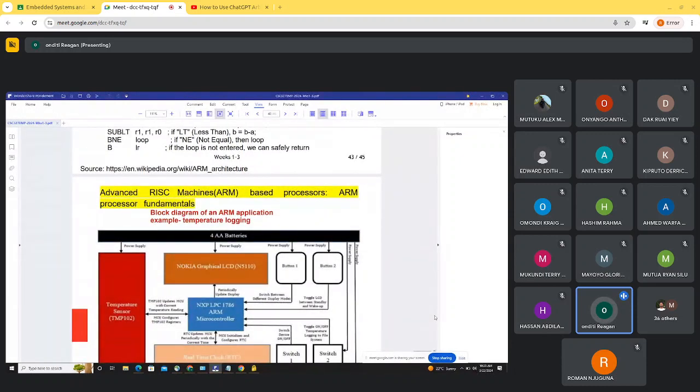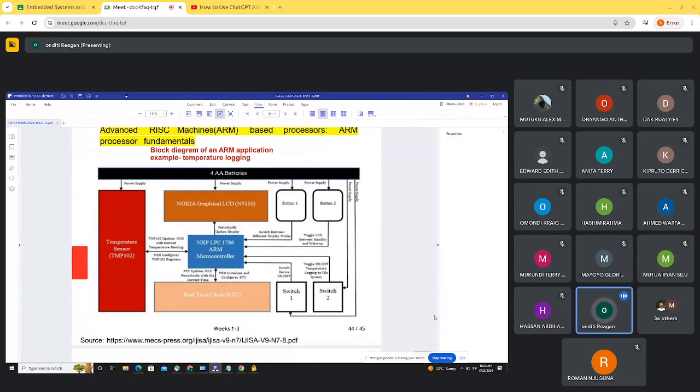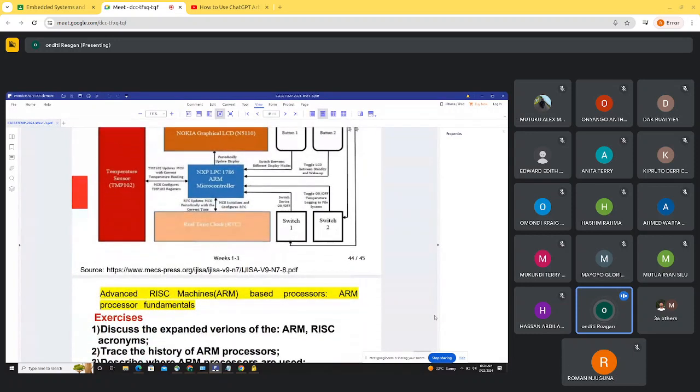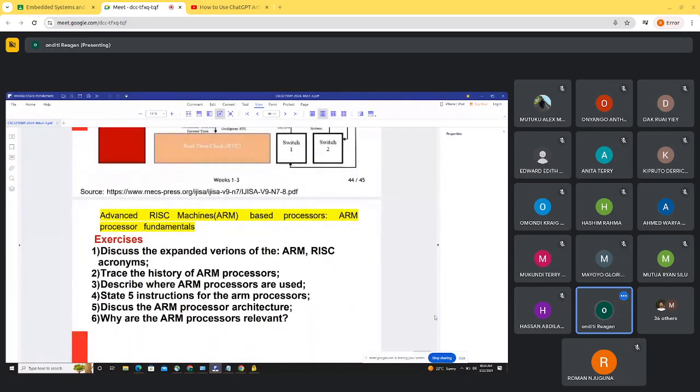There is also a block diagram of the ARM application attached here. This is something, again, I don't need to go through. It's just for you to read up and be able to understand basically how the microprocessor operates.